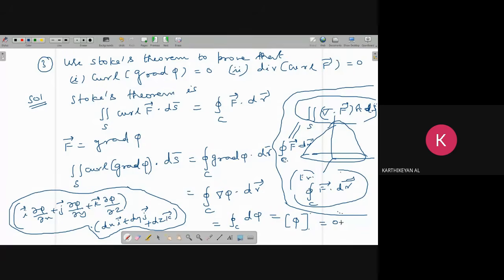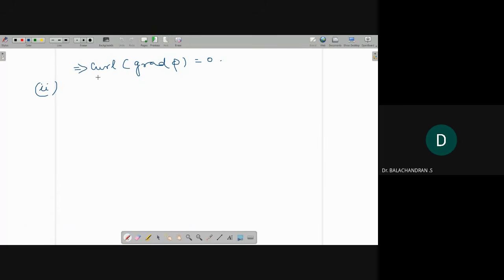Okay, sir. We discussed similar types of problems in vector differentiation, so please check in vector differentiation. No problem. So we proved curl grad phi equal to 0.